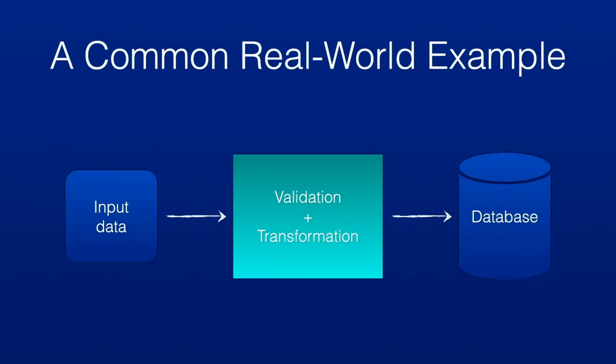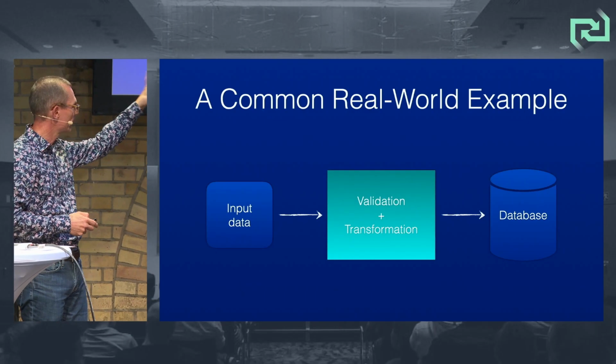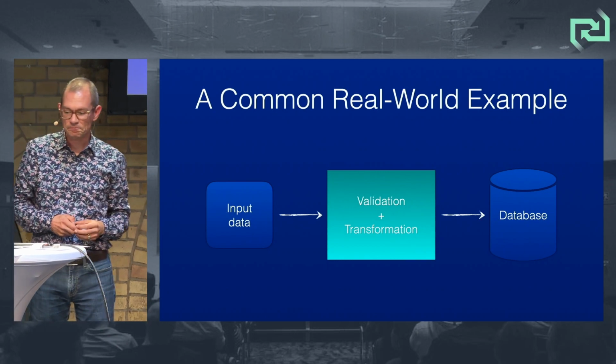I don't know about you, but I need an example of what I'm talking about. This is a common real-world example that you will find in many companies. I'd like to call this, disrespectfully, a flow heater. If there are some German speakers here, Durchlauferhitzer. We get some input, do something with it, and put it somewhere. It might seem trivial, but many software systems are based on this structure.